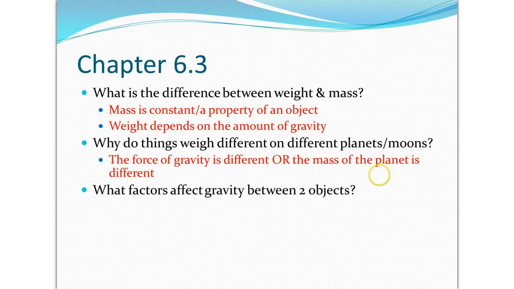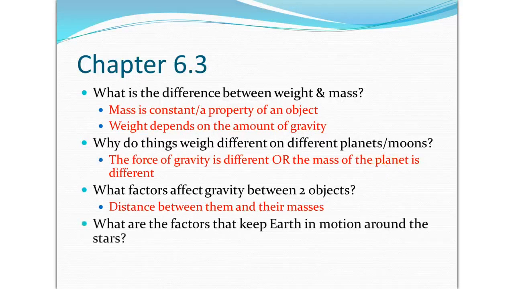What factors affect gravity between two objects? There's two things: the distance between them and their masses. So it depends upon the mass of the object and how far apart they are. So there are lots of stars in the solar system. Do they all affect us? No, not necessarily. Obviously, distance is going to be the primary cause there.